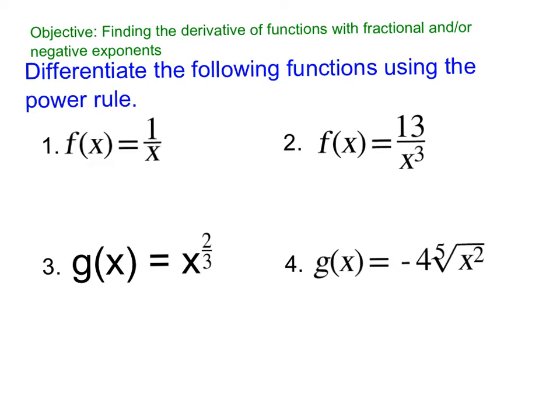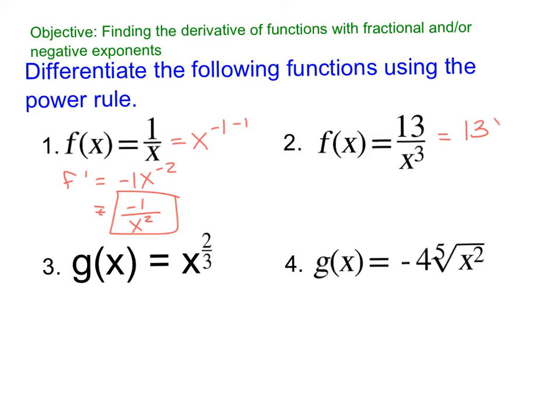Okay, so we've done our negative exponents, but we're going to practice with some fractional exponents. So start with number 1. So remember, rewrite it, x to the negative 1. We bring our exponent down front, and then subtract from 1. Negative 1 minus 1 is negative 2. I then rewrite it, negative 1 over x squared. That is my answer.